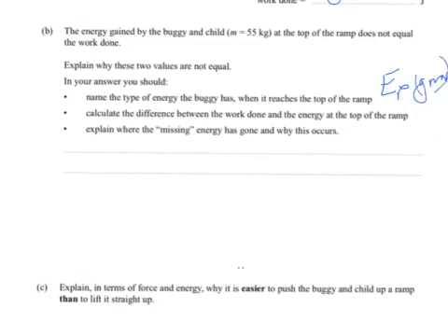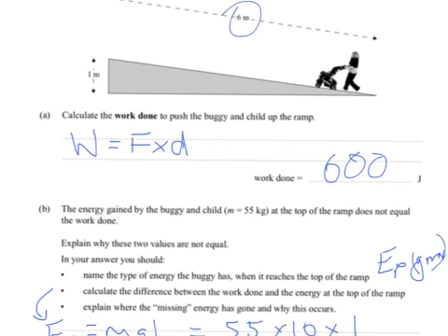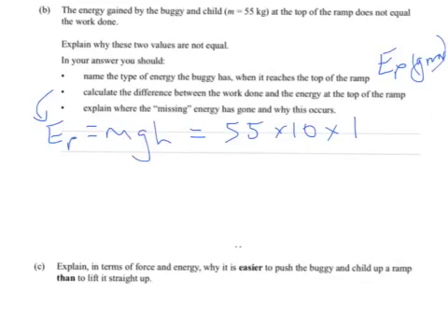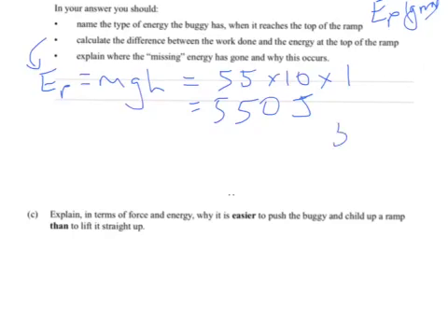Calculate the difference between the work done and the energy at the top of the ramp. So we would use the gravitational potential energy, EP equals mgh, which is 55 kilograms times 10 times 1 meter. Now we don't use 6 meters here, even though it says 6 meters, because the gravitational potential energy gained is only that 1 meter height change. So we're going to end up with 550 joules. And there was 600 joules at the top there. So the difference is 50 joules.